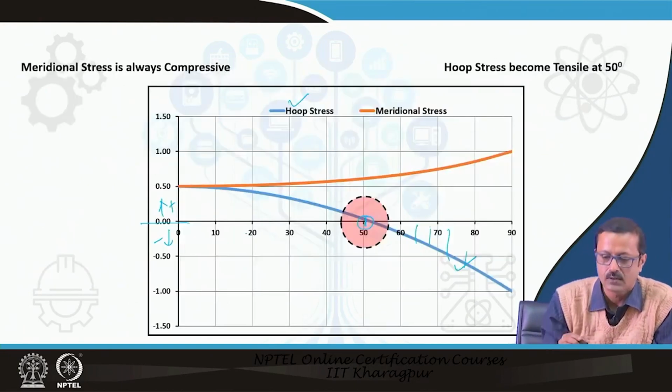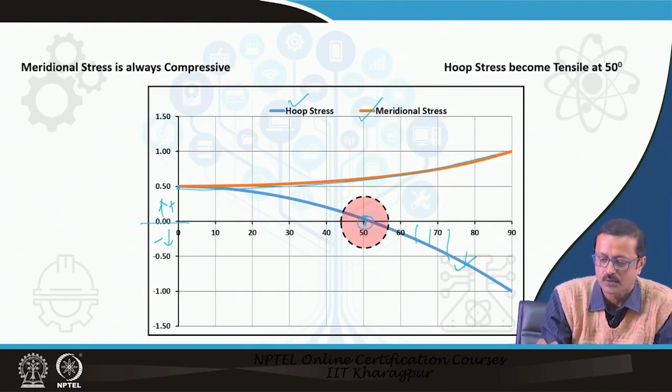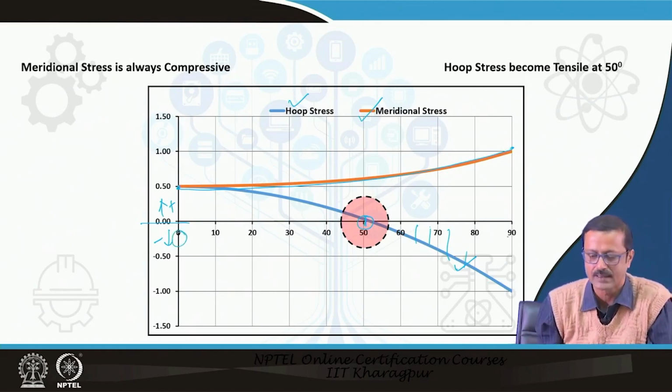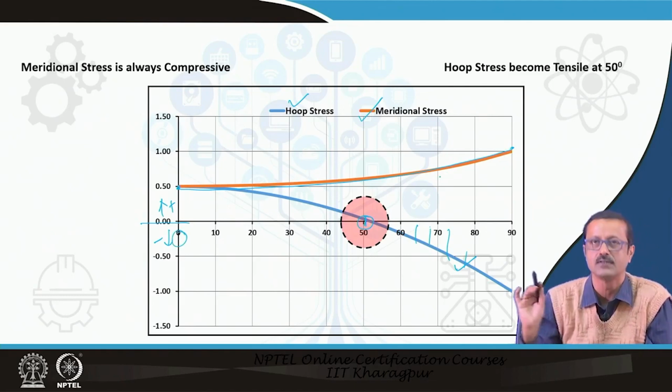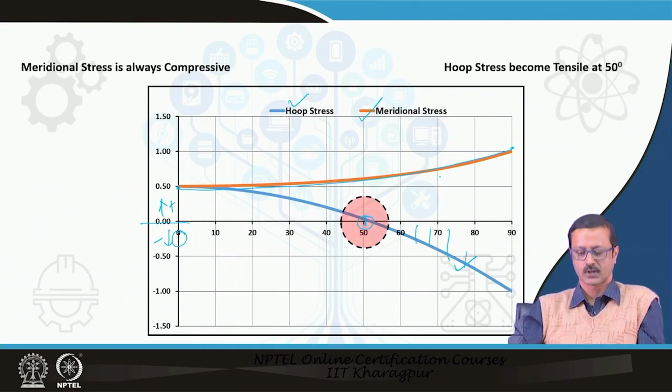But if you see the meridian stress, which is in the saffron color, it starts from here and goes almost from 1.5 to 0.1, for the total span of 0 to 90 degrees. So there is no question of any negative values in the meridian stress. The meridian is almost completely under compression, but the hoop stress changes.